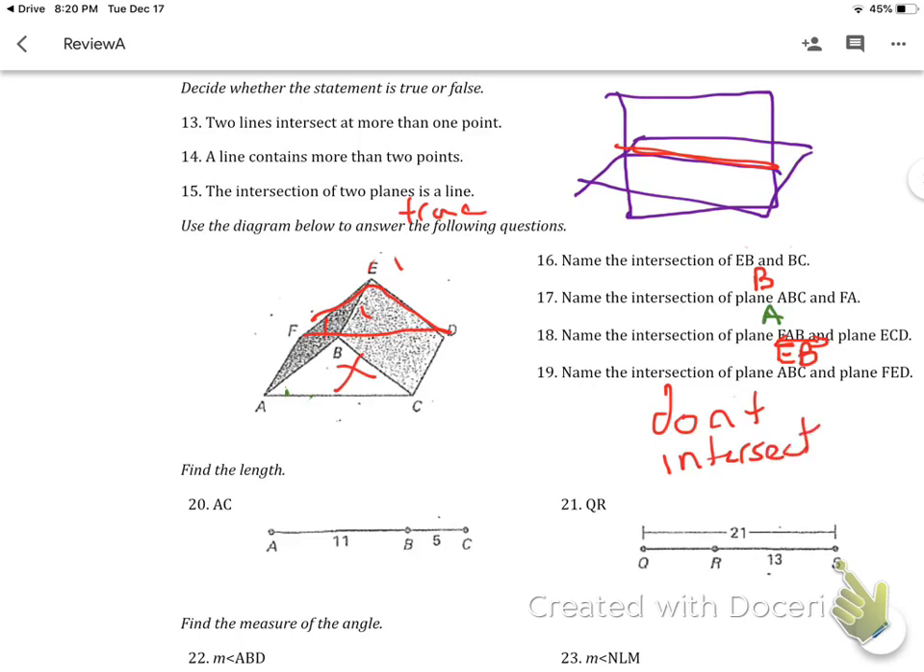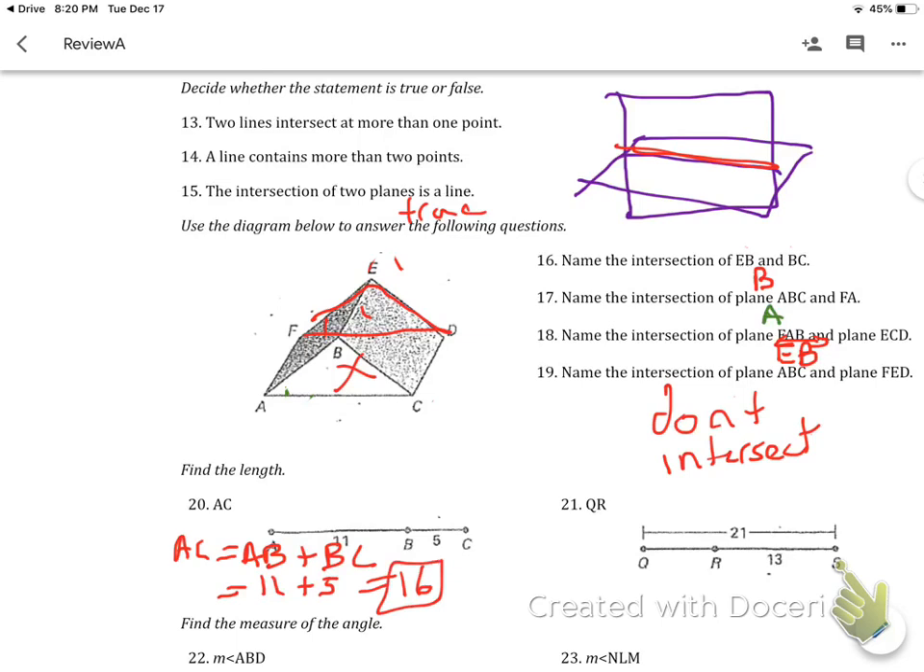Okay, now we're on to finding length. So we want to find the length of AC. So what we see here is we have AC equals the length of AB plus BC. We know the length of AB is 11. We know the length of BC is 5, which means that AC has to be 16. I know that some of you guys can see that quicker, but this is the mathematical support that goes along with this.